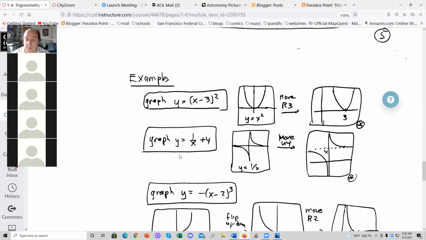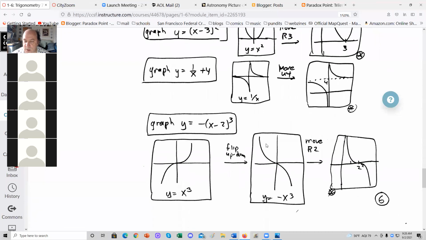Graph 1 over x plus 4. 1 over x is this hyperbolic graph. And plus 4 outside the function means you lift it 4 units. So the graph looks like this. It's asymptotic to y equals 4, rather than here where y equals 0 is the asymptote.